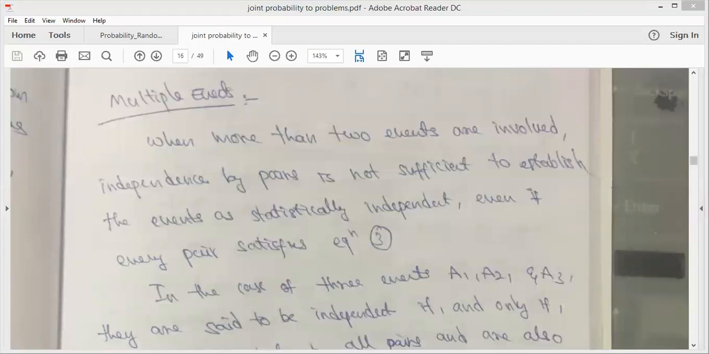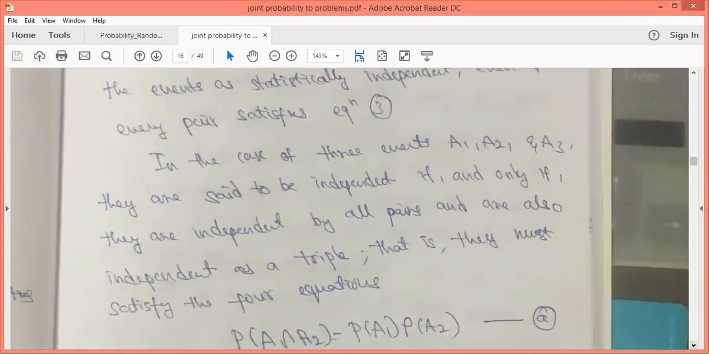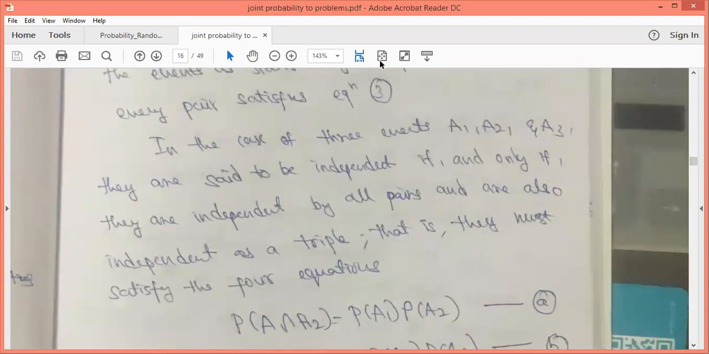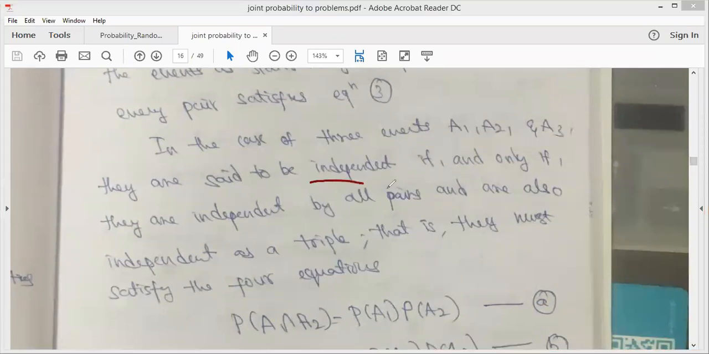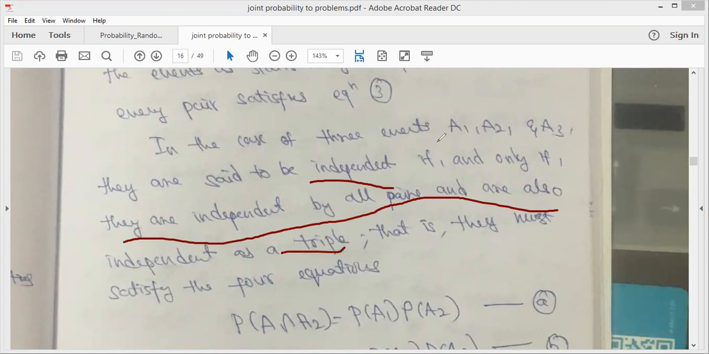Okay, so here you see we are taking three events A1, A2, A3, and these events are said to be independent only if they are independent by pairs and also independent by triples. Since we have three events, all the events should be independent by pairs as well as triples. That is, they must satisfy the following equations here.